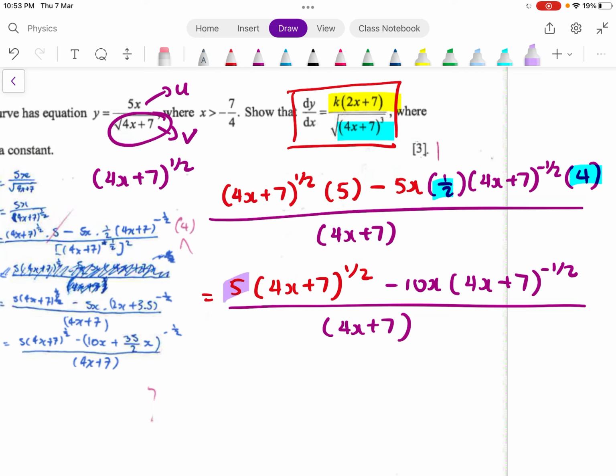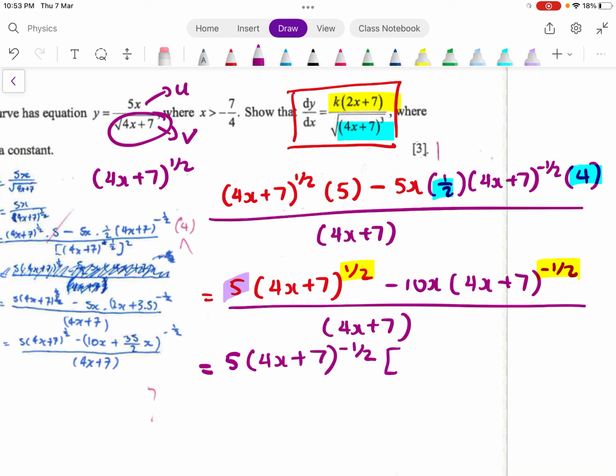The next question is, for the bracket, should we factorize out the power of half or the power of negative half? I should always factorize out the smallest power. That means I should take out (4x + 7) to the power of negative half. So let's take it out together. It equals 5, and then I take out (4x + 7) to the power of negative half.